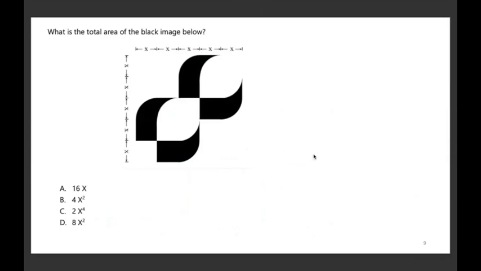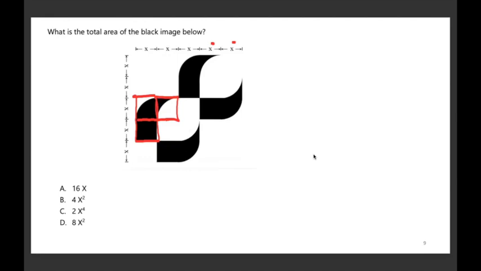What is the total area of the black image below? What is the total area of this black image? Here you are given the value of x. Okay. Now in this case, if I just divide this into parts, where this is one part, this is one part, this is another part.